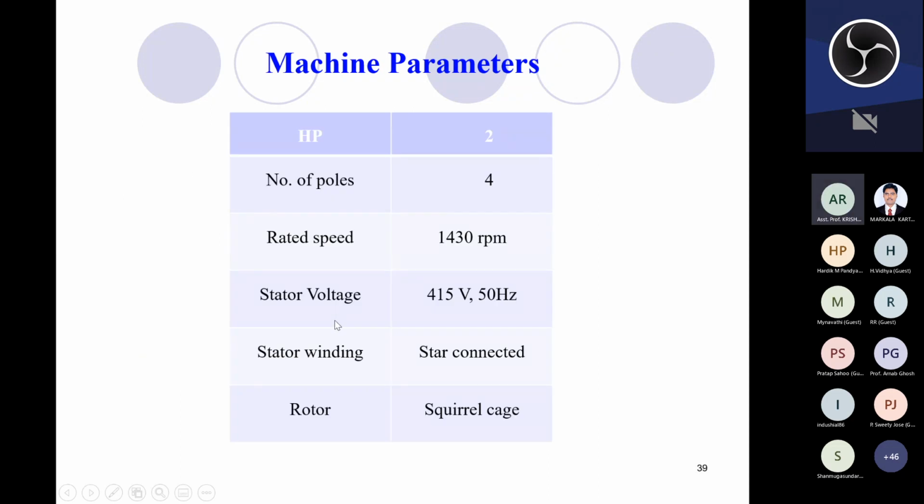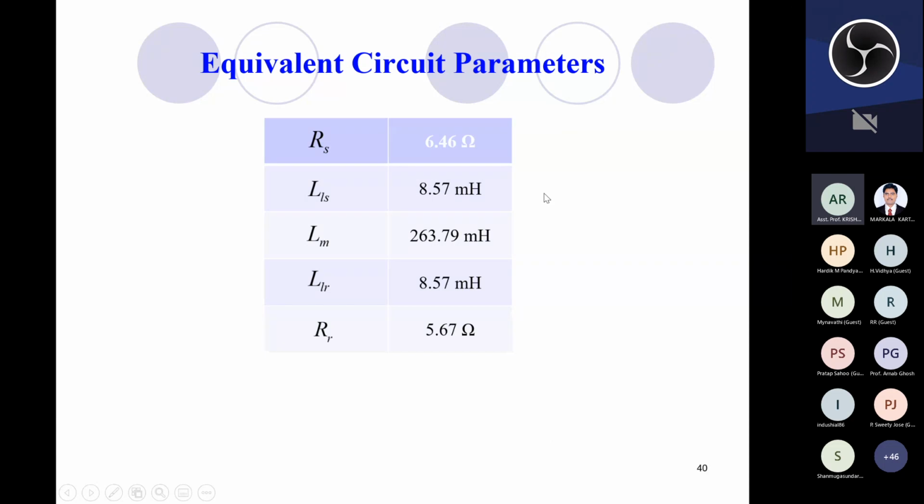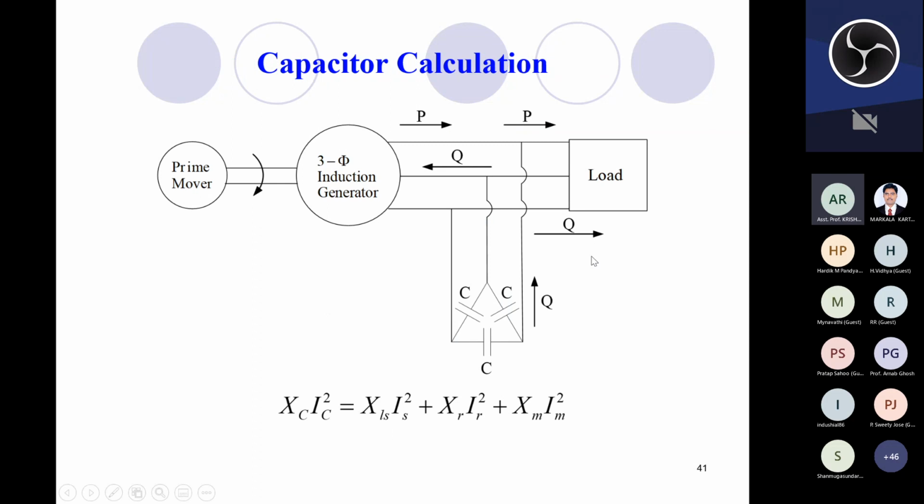So here I have considered this machine whose parameters are shown. These are the nameplate data, and these are the equivalent circuit parameters. These data will be required while I will be showing some results based on some experimentation. So let us discuss the capacitor calculation first.